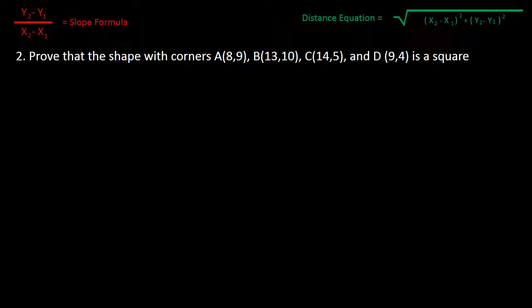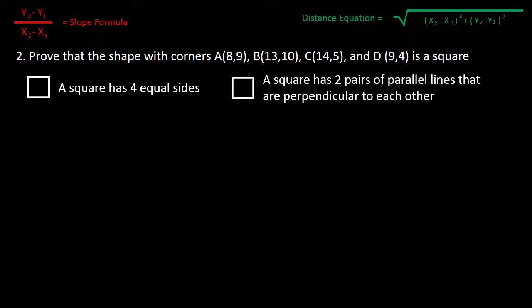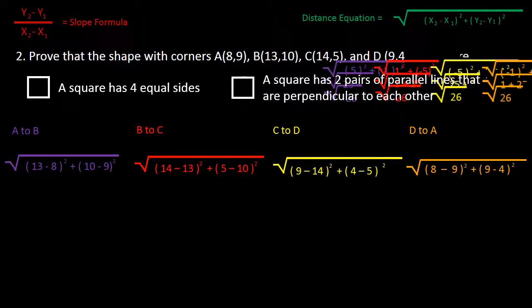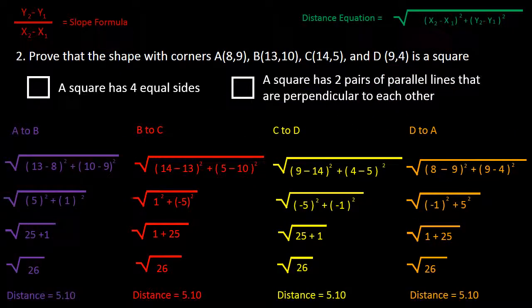Moving on to problem 2, to prove that shape ABCD is a square. We know that a square has to have 4 equal sides and 2 pairs of parallel lines. These parallel lines also cross each other perpendicularly. We will start with proving the equally distant sides using distance equations and given coordinates. As you can see, we have 4 equally distant sides of a quadrilateral.